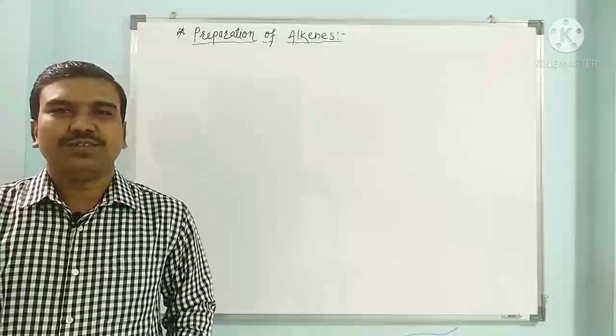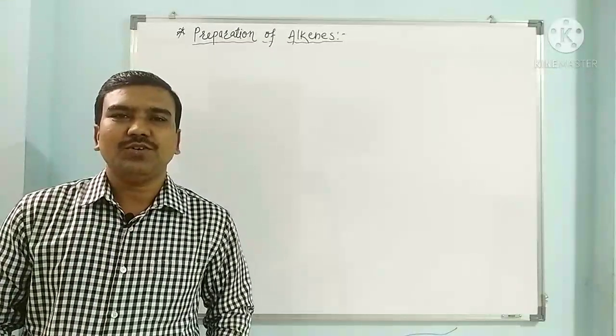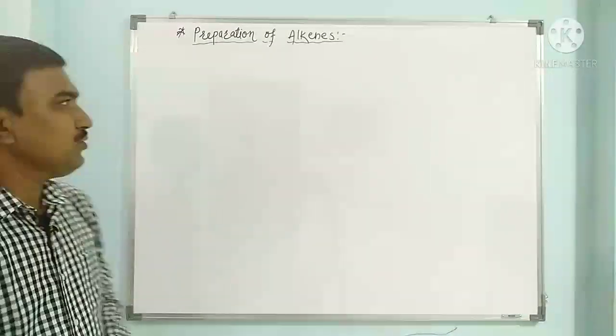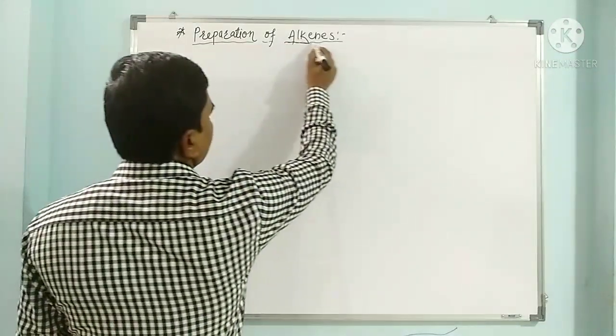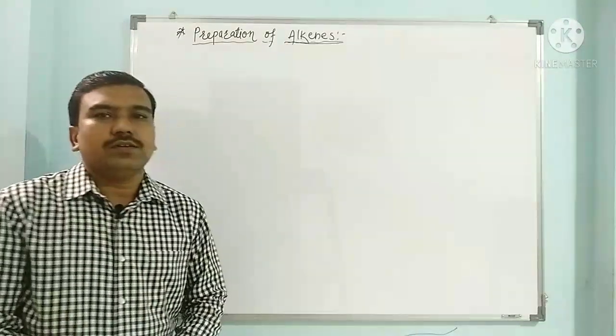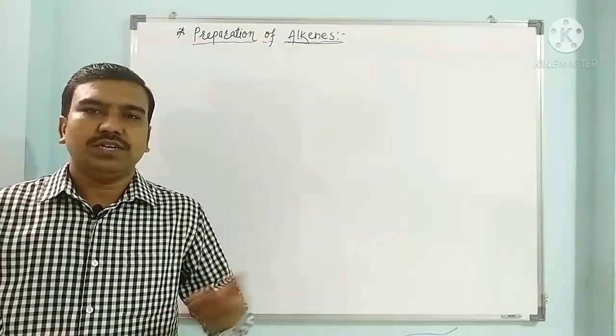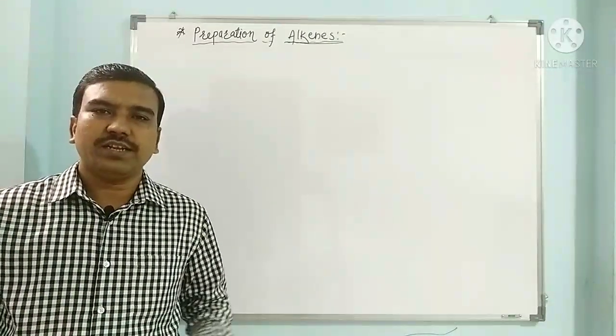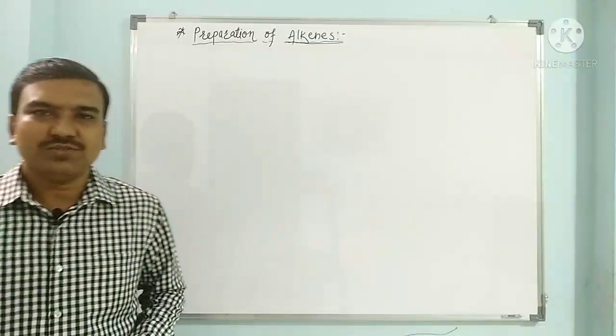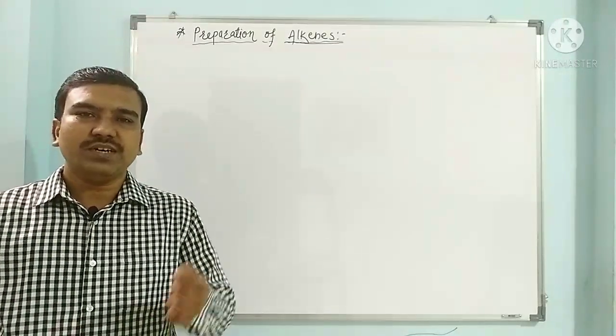Hello friends, today we are going to see the preparation or formation of alkenes. How can we prepare alkenes? Alkenes can be prepared using dehydration of alcohol and by dehydrohalogenation of alkyl halides. So these are the two methods we are going to see today in the preparation of alkenes.